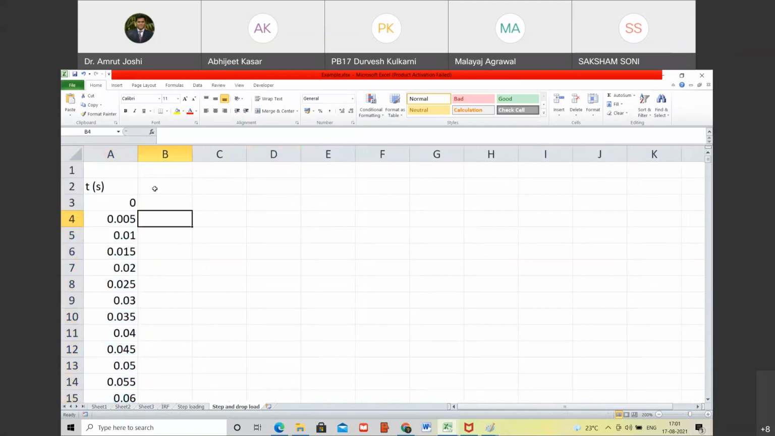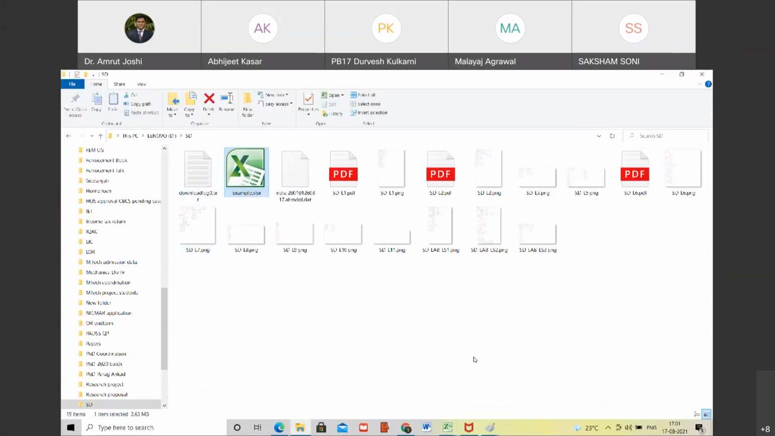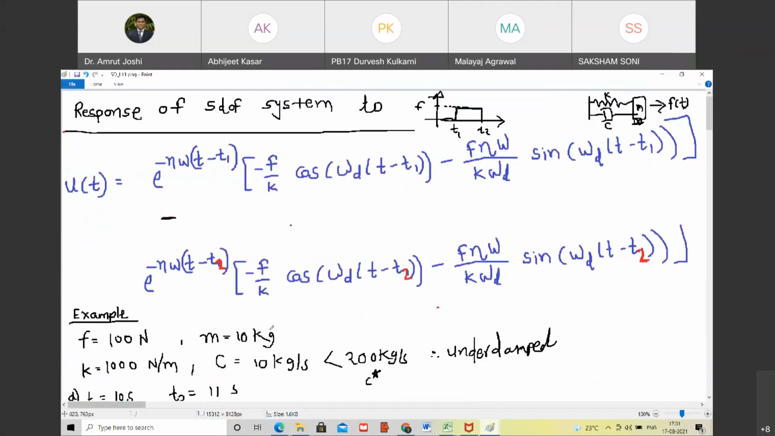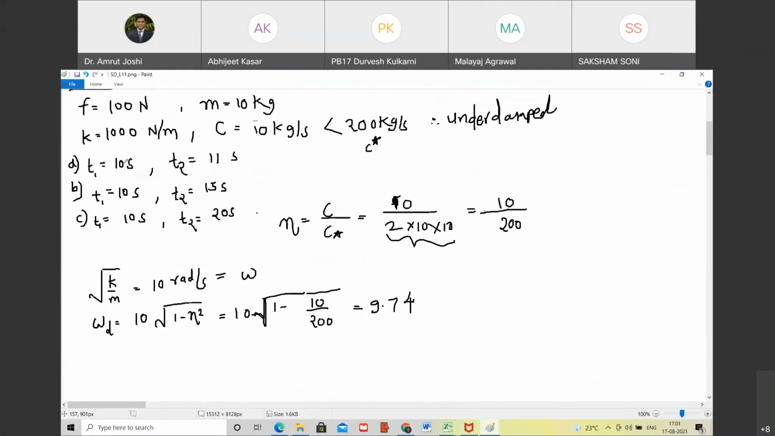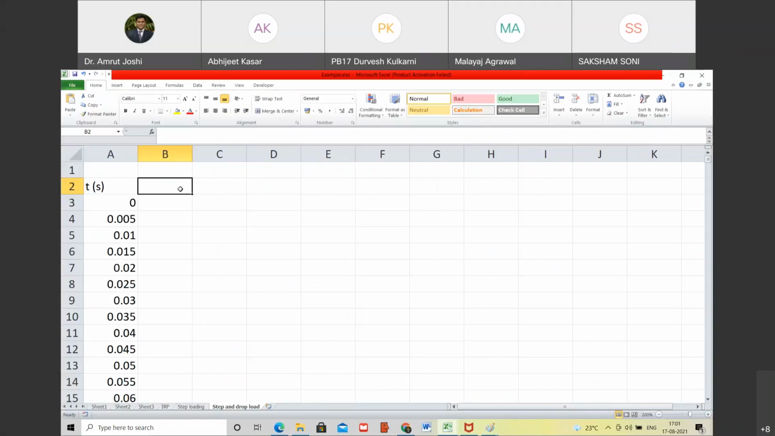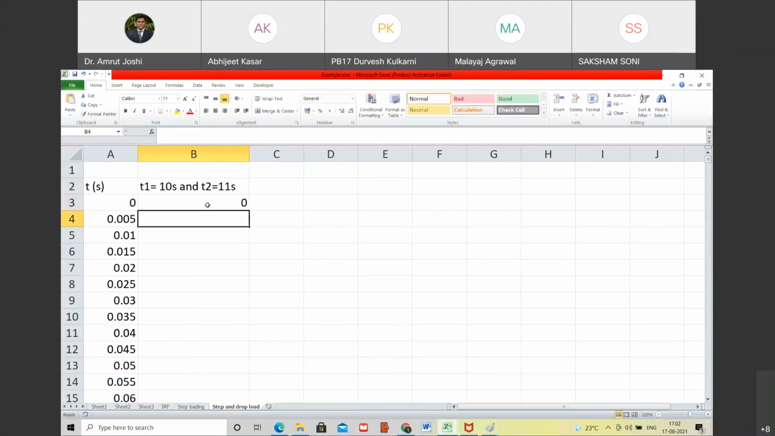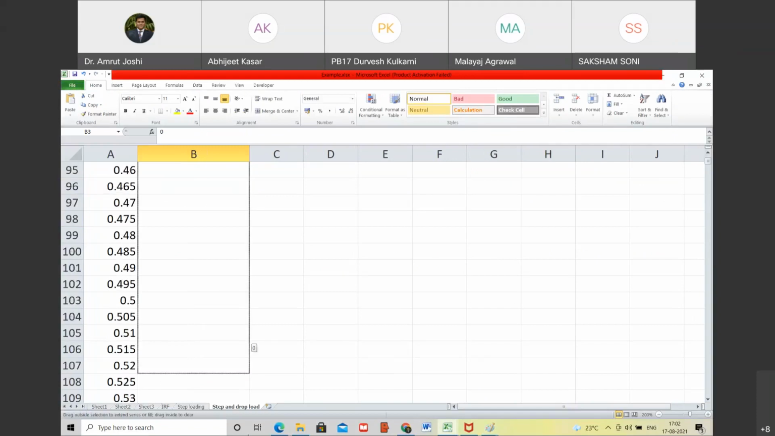Let me consider case number 1. What is case number 1? Case number 1 is T1 is 10 and T2 is 11 seconds. So I am going to write T1 equal to 10 seconds and T2 is equal to 11 seconds. So in all the cases, the starting time is 10 seconds. So up to 10 seconds, the response is going to be 0. So we are going to copy this till the 10th second.